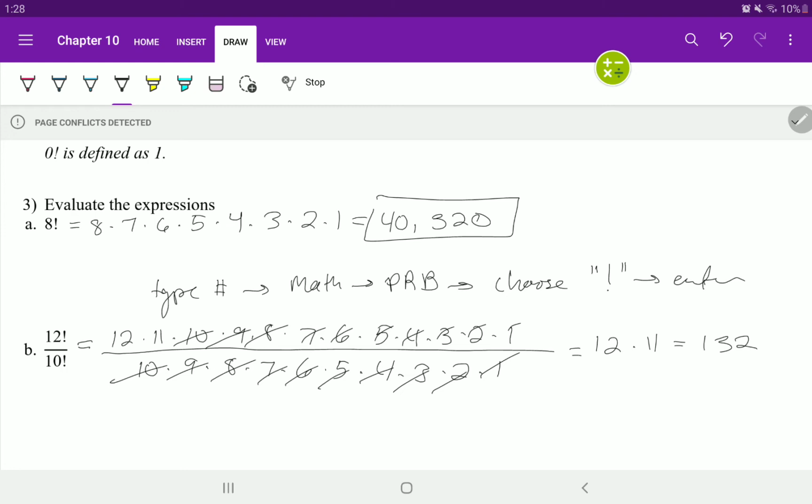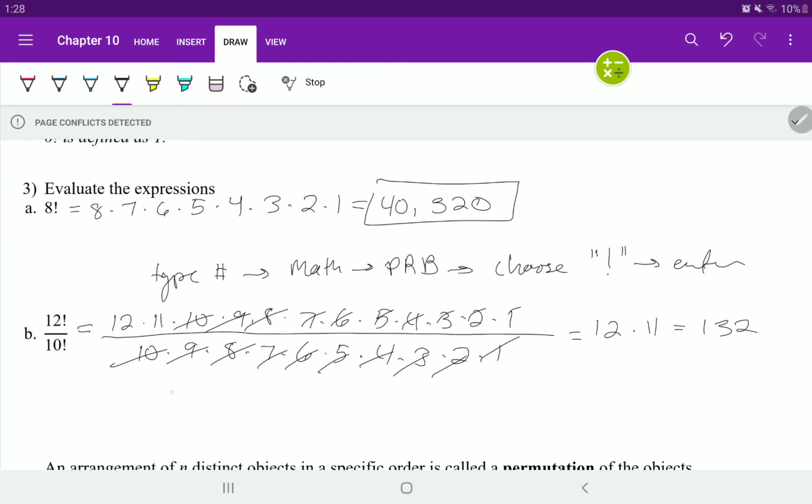But there's a reason why I did it that way. It's because you have to know how to do it by hand as well as in a calculator. And if you notice, the 10 factorial in my denominator got completely simplified out. Therefore, moving forward, you can expand the larger factorial until you reach the term of the smaller factorial. For example, I can write 12 factorial as 12 times 11 times 10 factorial. I can end there because I have a 10 factorial in my denominator.